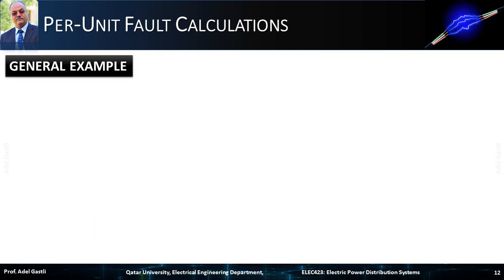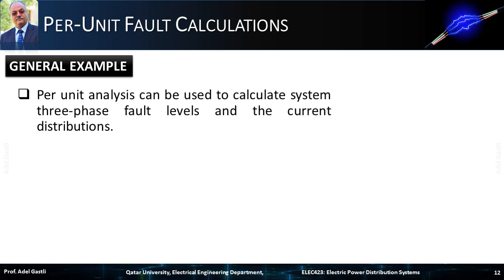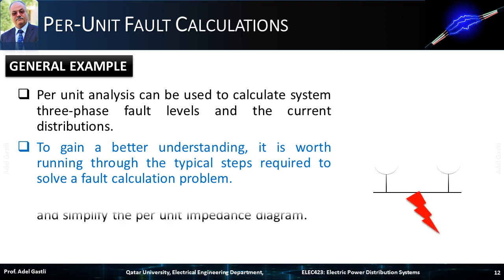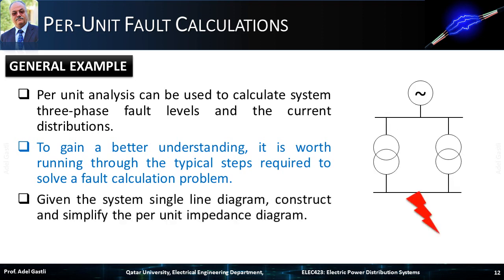Let's consider a more general example. We now know that per unit analysis can be used to easily calculate system three-phase fault levels and the current distributions. To gain a better understanding, it is worth running through the typical steps required to solve a more general fault calculation problem. Given this system's single-line diagram, I will show how to construct and simplify its equivalent per unit impedance diagram.